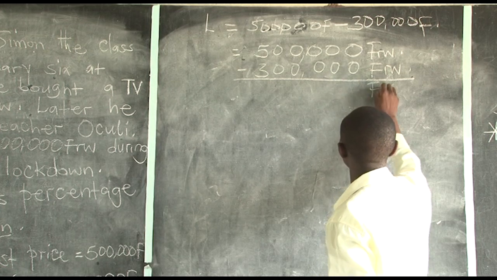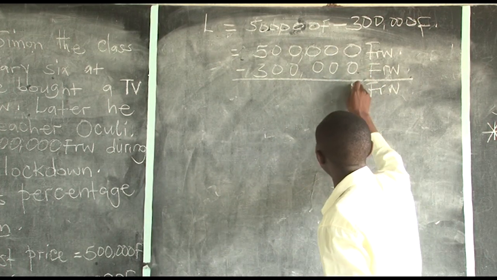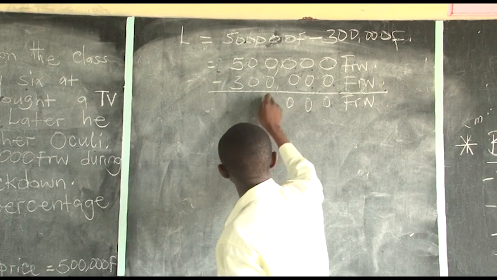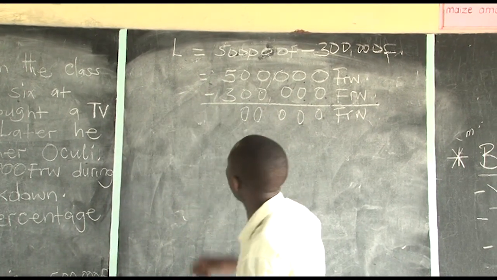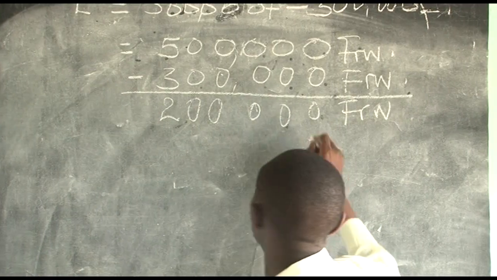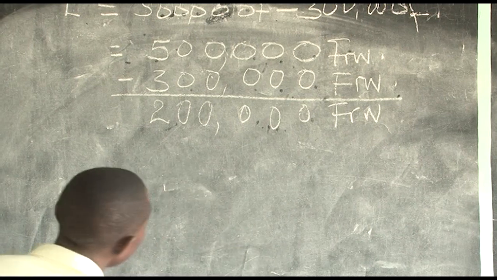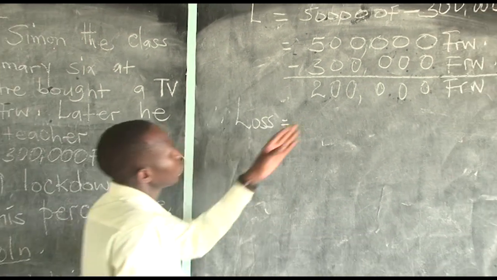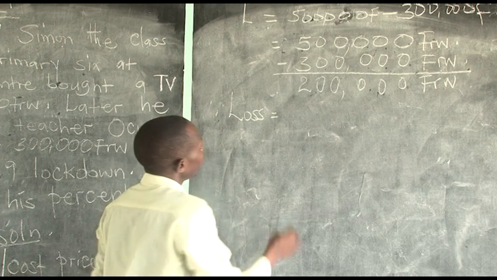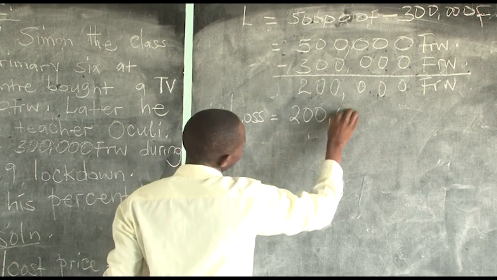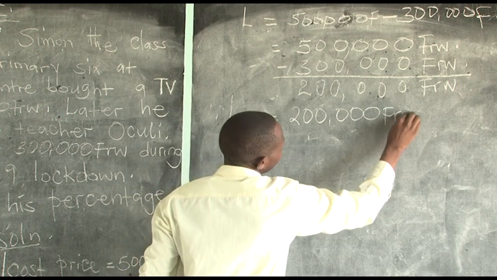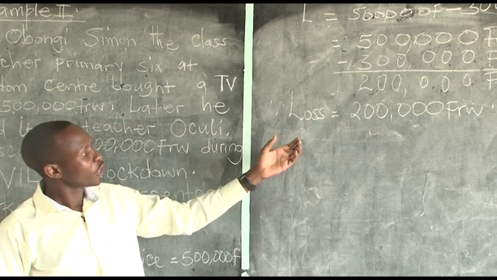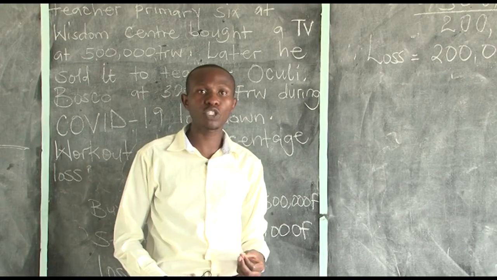Let's come here. We shall maintain the units, francs. Zero take away zero, zero. Zero take away zero, zero. Zero take away zero, zero. Zero take away zero, zero. Zero take away zero, zero. Then we come here and say 5 take away 3 is 2. What does it mean? Therefore, this man made a loss of 200,000 francs. So his TV depreciated by 200,000 francs.